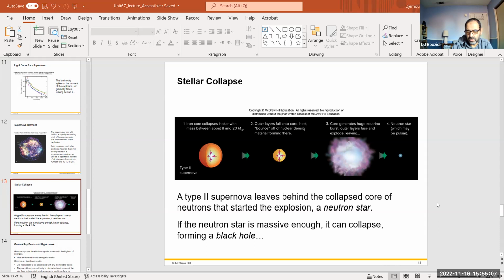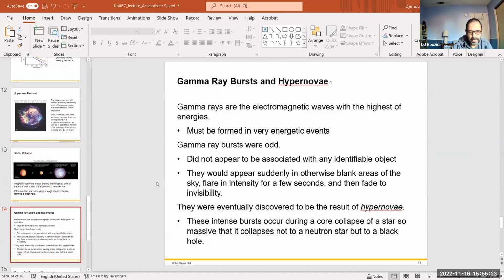If they are not too big, then what you have in this case is a neutron star. That's basically what you end up with. But if they are big enough, even that collapse is not good enough. They are going to collapse further and further into a singularity, and that is what the black hole is.